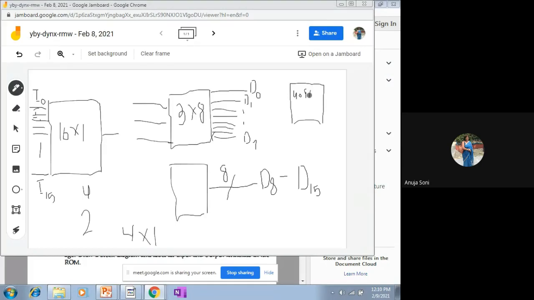4096 into 8. So on the basis of the given size, you need to identify how many input bits will be there, and how many output bits, output lines will be there. So output lines will be basically 8.